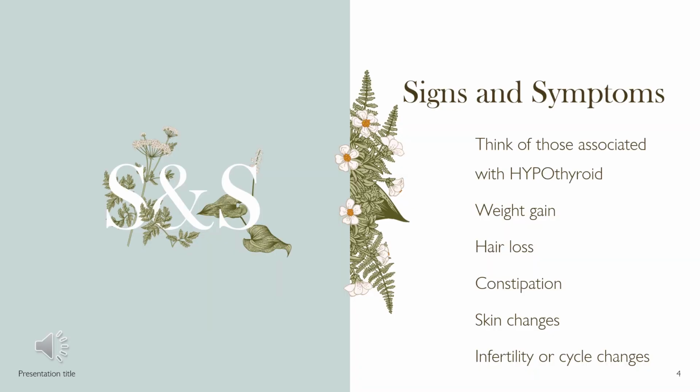So signs and symptoms aren't really that hard because it's just the signs and symptoms of hypothyroid disease, which has been absolutely drilled into our brain since nursing school. So hypo, think low and slow. That's the weight gain, hair loss, constipation, skin changes, infertility or cycle changes. You can have that cold intolerance, slow heart rate, heavy periods, and then also some joint and muscle pain.